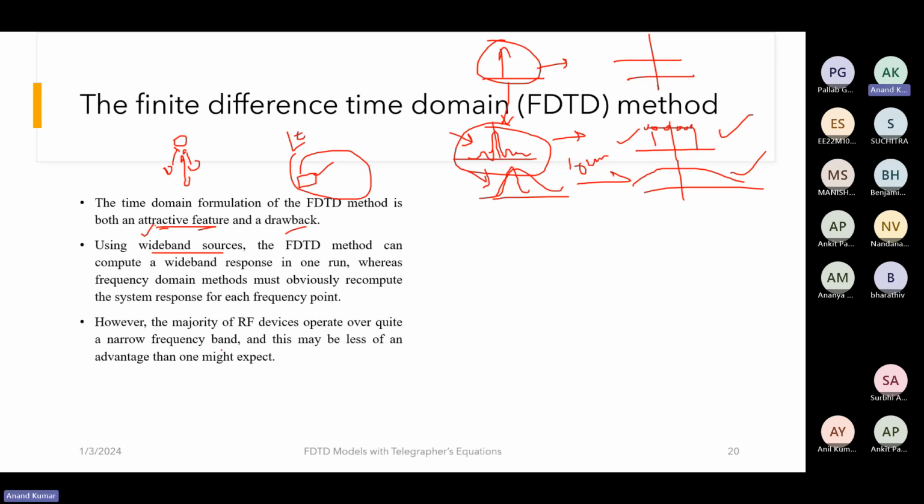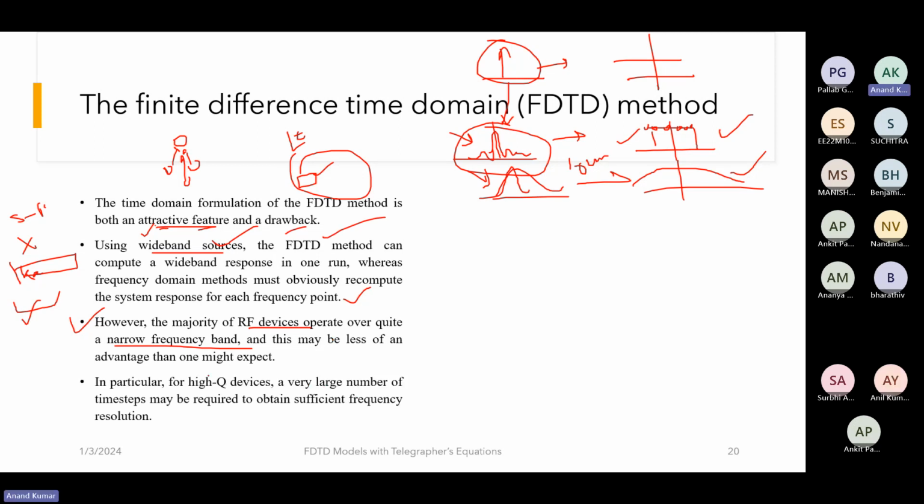But this usually does not help a lot because the majority of RF devices operate over a narrow frequency band. We usually call different devices an S band device, or an X band device, or a Ka band device. Usually devices work in a very narrow band, and there are not a lot of wideband devices. So it's not usually an advantage, but if you are designing a wideband device, FDTD is the best method to simulate it.